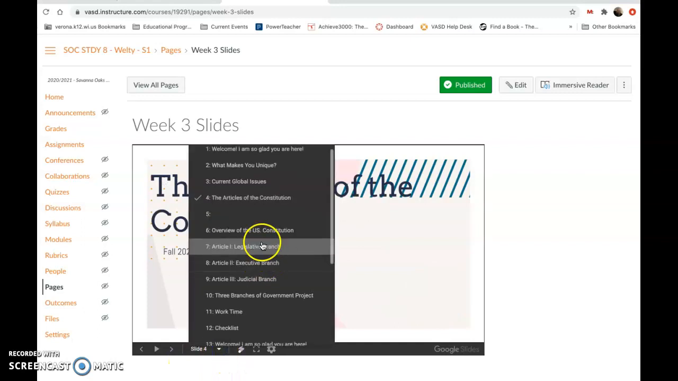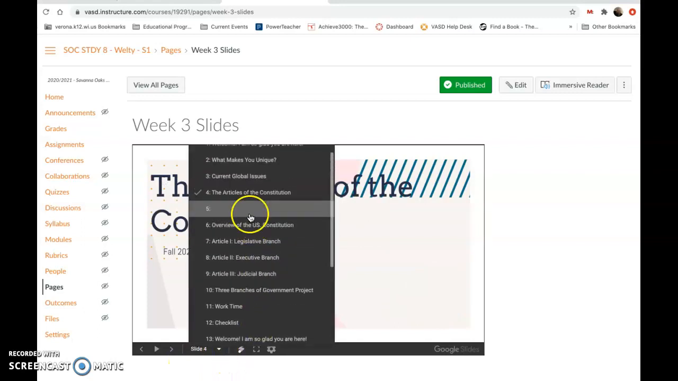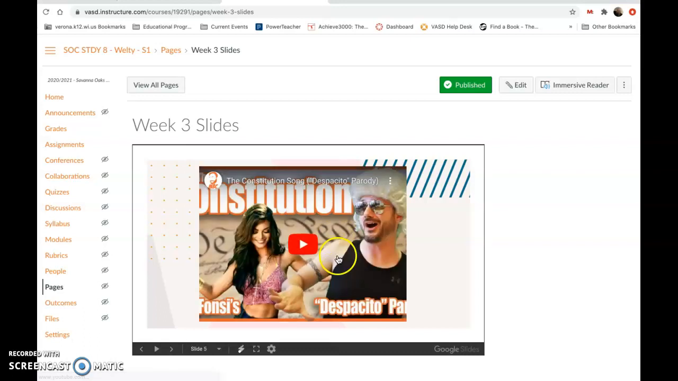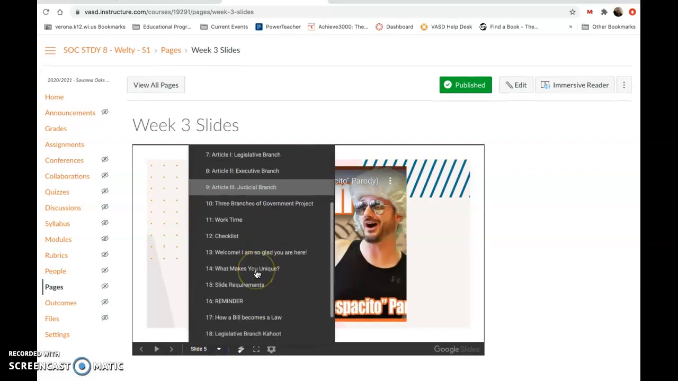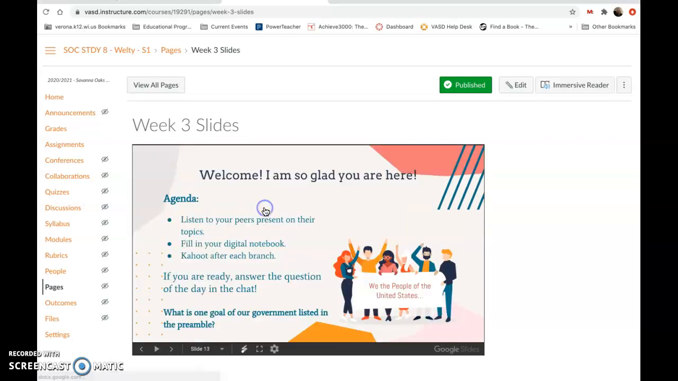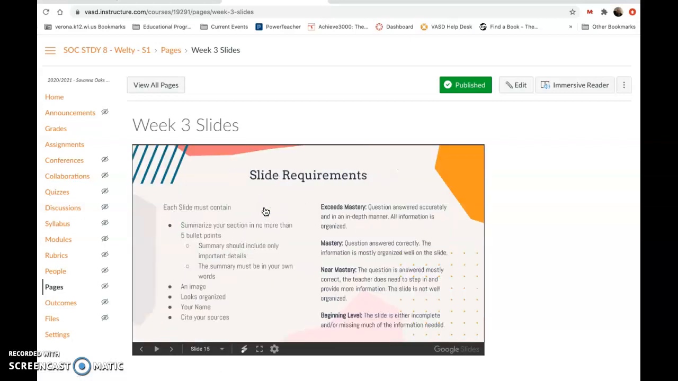Students were given time to finish up. We went over the slide requirements, and students were given time to finish the slides that needed to be ready to present later this hour. We talked again about the requirements of each slide, which we've gone over in prior classes as well: the 5 bullet points, a summary in your own words, an image, it has to look organized, has to have your name, and needs to cite its sources.